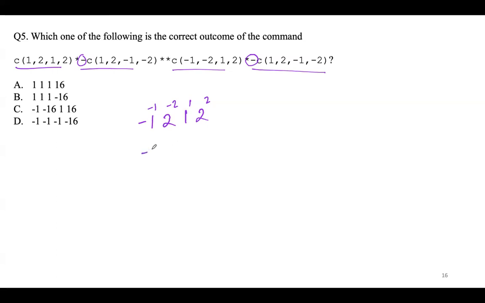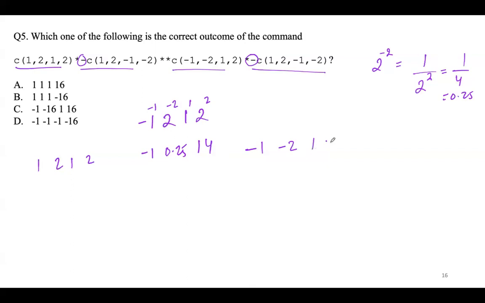So it's basically -1. This one we can just see, so 2 to the power -2. That's 1 upon 2 to the power 2. So that's 1 upon 4. And that's 0.25. Okay. And this is 1 and this is 4. And this one we can have, so it's 1, 2, 1, 2. And this one also we can write as 1, 2, 1, and 2.